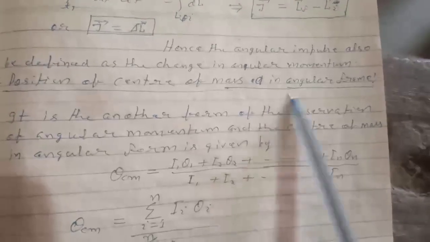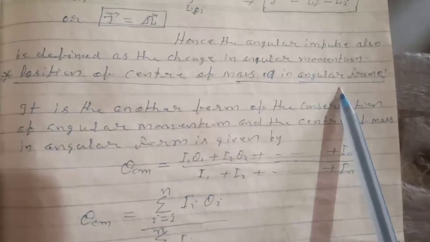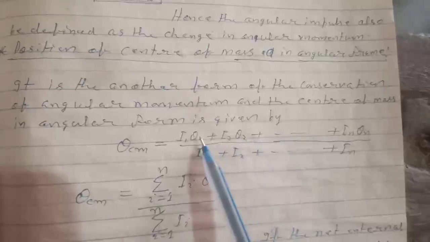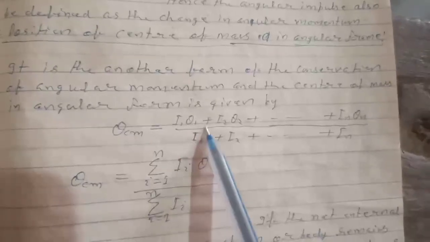Position of center of mass in angular frame. It is another form of conservation of angular momentum, and the center of mass in angular form is given by theta cm equal to (I1 theta1 plus I2 theta2 plus up to In theta n) divided by (I1 plus I2 plus up to In), that is theta cm equals sigma i equals 1 to n of Ii theta i divided by sigma i equals 1 to n of Ii. If the net external torque acting on any system or body remains 0, the angular position of the center of mass remains always constant. That is, if sigma tau external equal to 0, this implies theta cm initial equal to theta cm final.